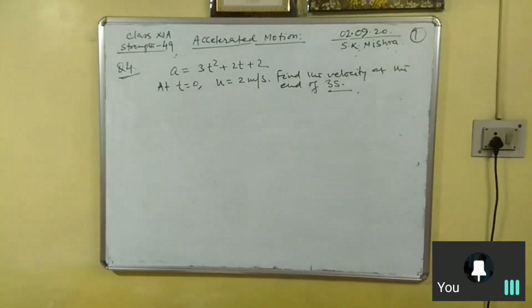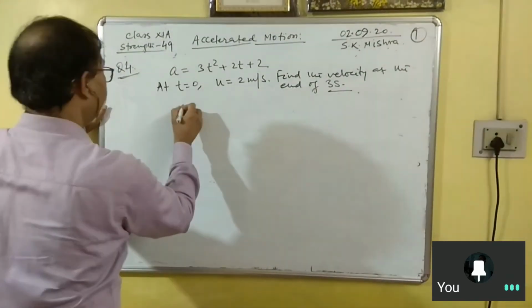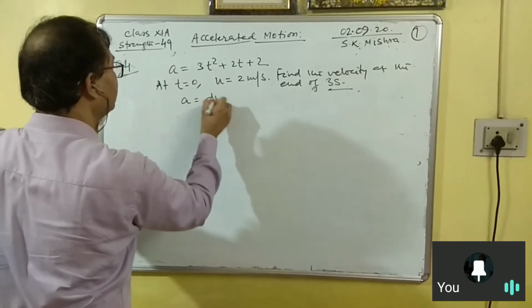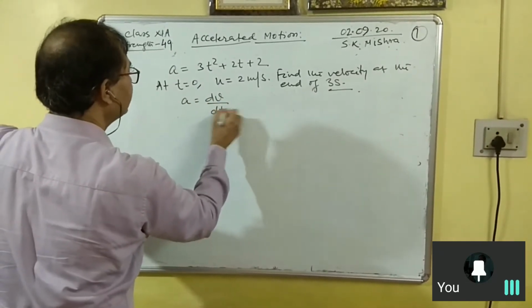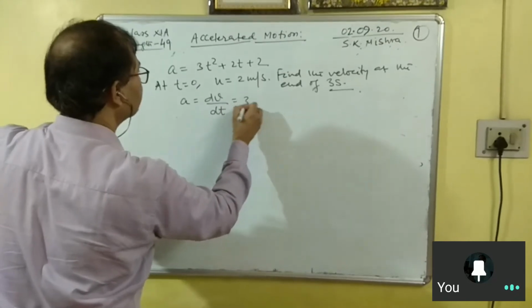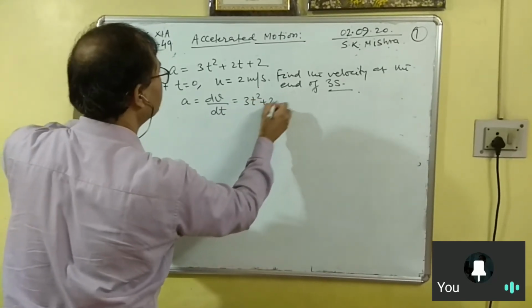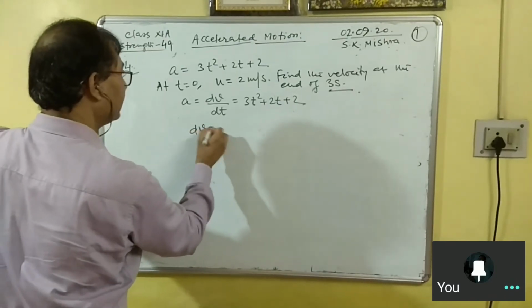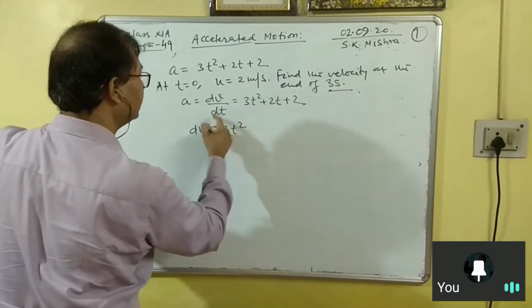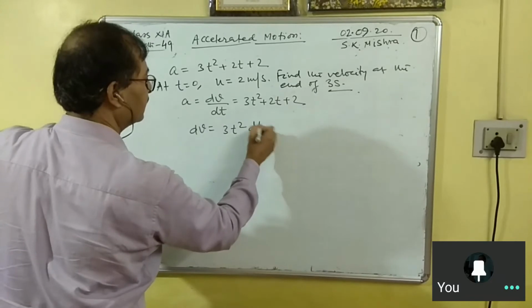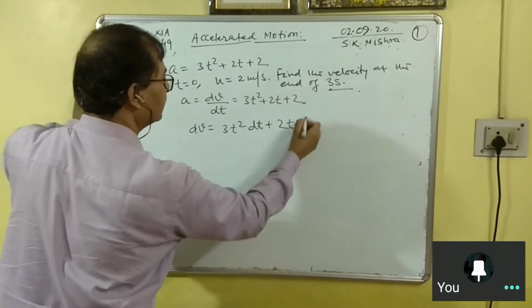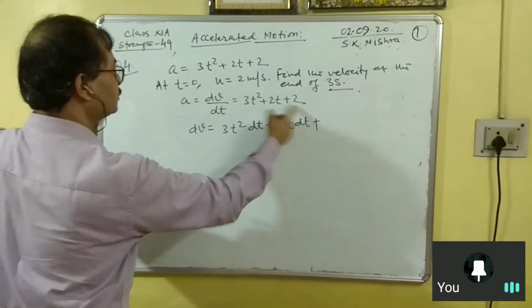Now a is dv by dt. Since acceleration is dv by dt, and this dv by dt is given to you, this is 3t square plus 2t plus 2. Now dv is 3t square dt plus 2t dt plus 2 into dt.